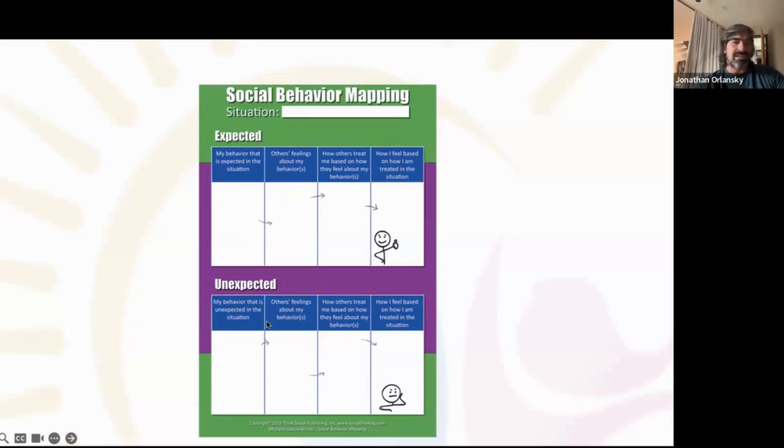Unexpected. My behavior is unexpected in the situation. I climb on the table. Others' feelings about my behavior: the teacher is upset with me. How others treat me based on how they feel about my behavior: I get time out. How I feel based on how I'm treated in the situation: not good. I wanted that gold star and I wanted the teacher to be happy with me.